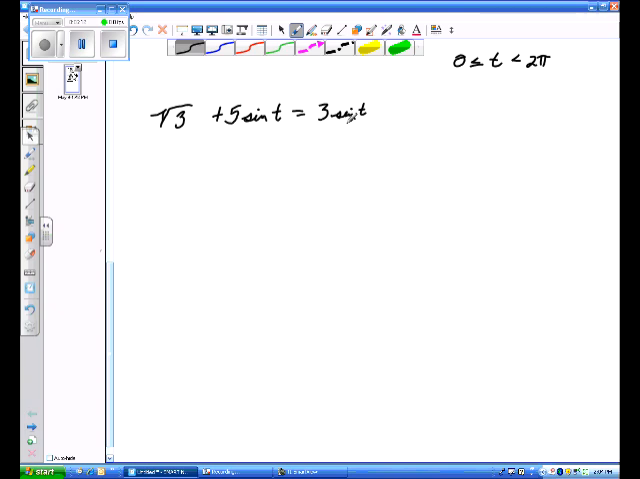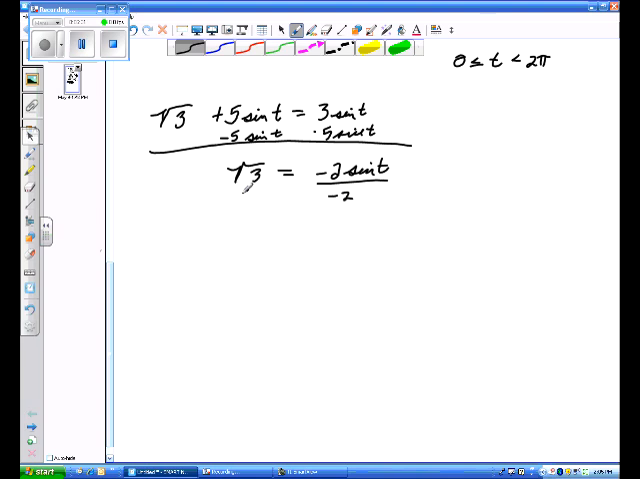We want to get our variable terms on the same side. So we'll subtract 5 sine t from both sides, and we get the square root of 3 equals negative 2 sine t. Then dividing both sides by negative 2, we get negative square root of 3 over 2 equals the sine of t. Now, we want to figure out what angle has a sine of negative square root of 3 over 2.